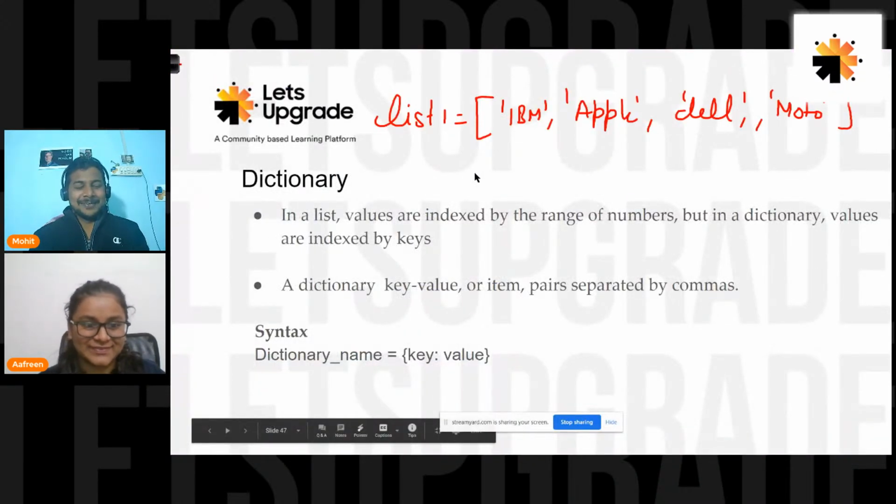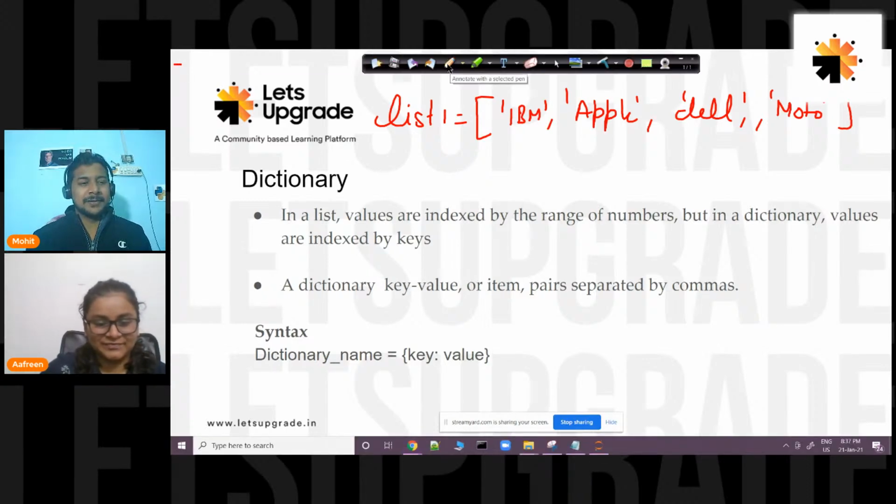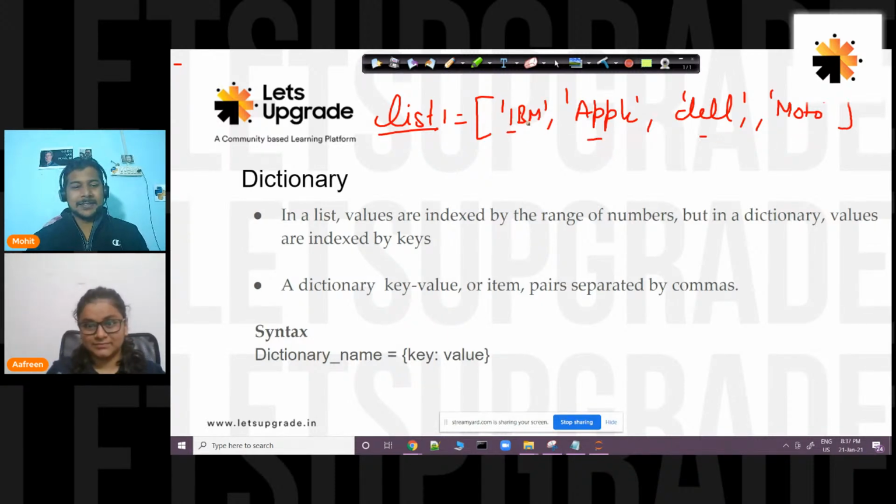So today I'm going to cover the dictionary. Yesterday we covered the basics of tuple and the basics of list. Now I think you can see my screen. So list one: this is IBM, this is Apple, this is Dell and Moto. I hope you are getting the sense. So this is a list.